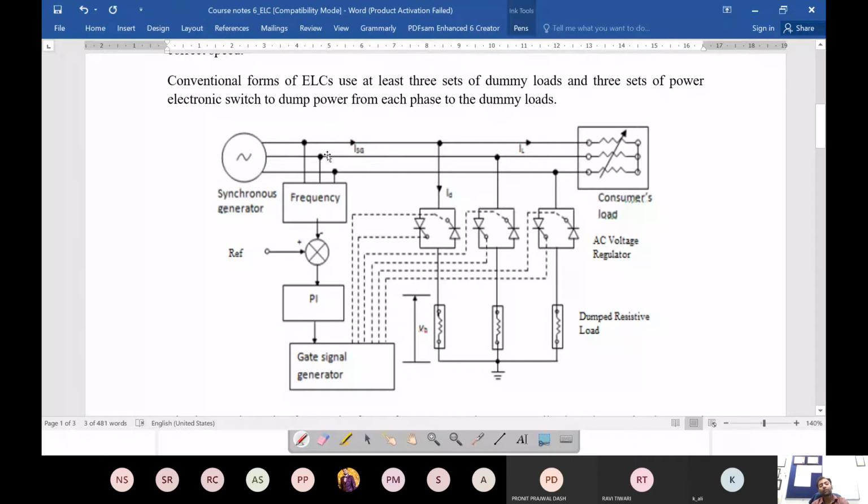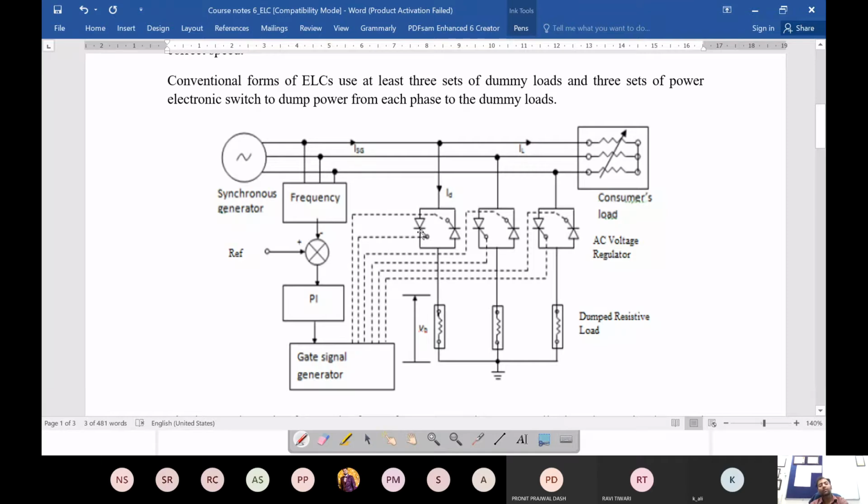If the frequency is tending to increase, we need to increase the load so as to bring the frequency down. So the error signal will come here, and through the PI controller there will be a signal given to the gate terminal of these power electronic switches. When you provide a signal at the gate terminal, these switches start conducting. For simplicity, you can imagine these as normal switches which can be put on and off, but instead of doing it manually, this is controlled by the signal generator.